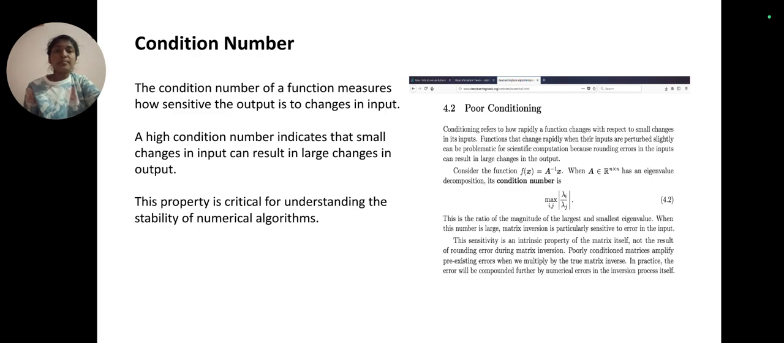Condition number. The condition number of a function measures how sensitive the output is to changes in input. A high condition number indicates that small changes in input can result in large changes in output. This property is critical for understanding the stability of numerical algorithms.